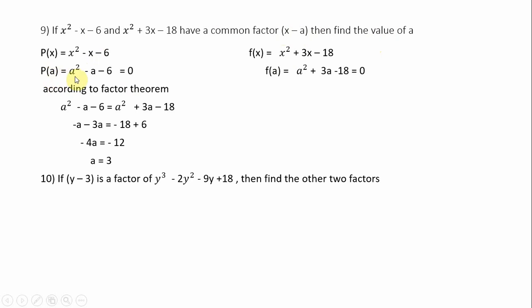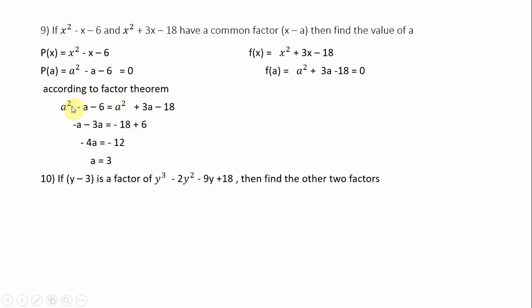Substitute the a here, you have a square minus a minus 6 is equal to 0. Here a square plus 3a minus 8 is equal to 0. According to the factor theorem, a square minus a minus 6 is equal to a square plus 3a minus 8. Here a square and a square gets cancelled. So here minus 3a and this minus a, and transpose the plus 3a from this side to the LHS, it becomes minus 3a, and here minus 8 is there, and here minus 6 is transposed here to get that plus 8 plus 6.